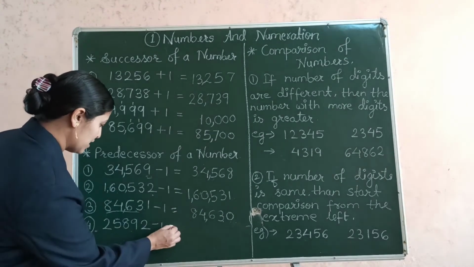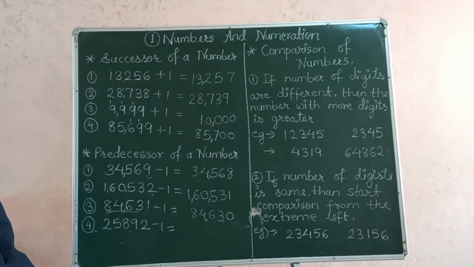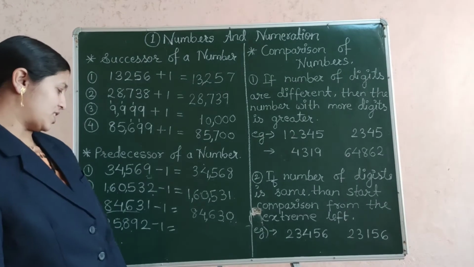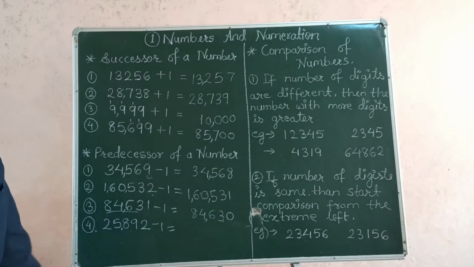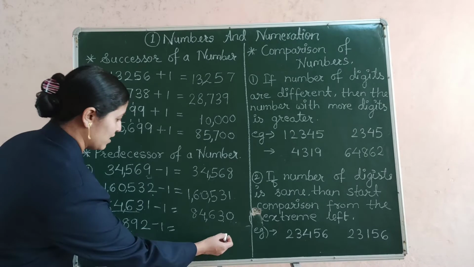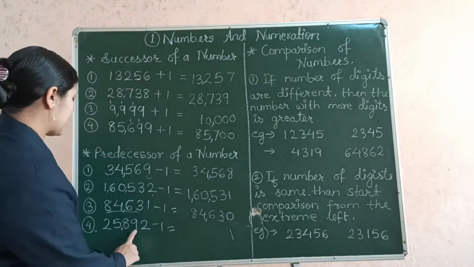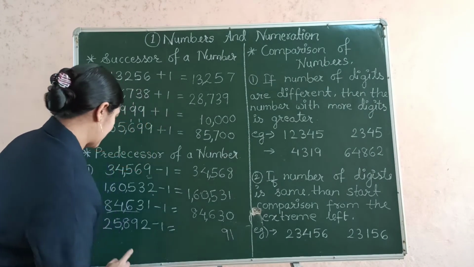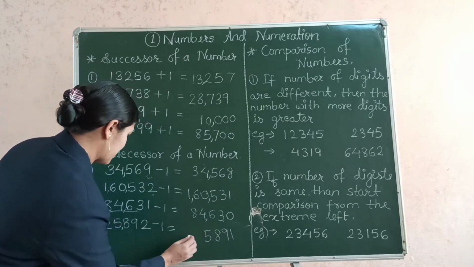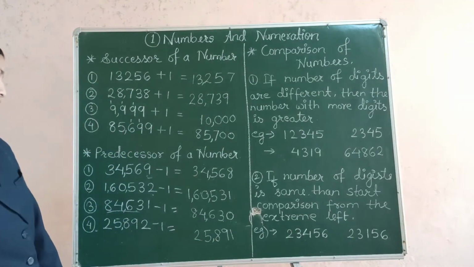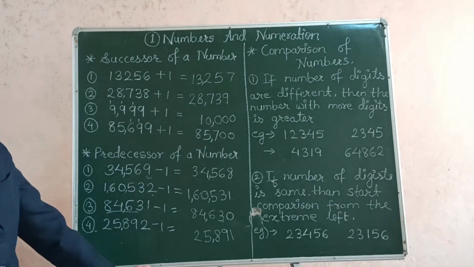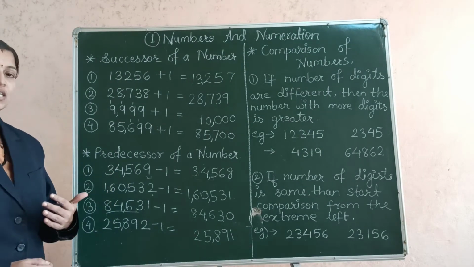Also we will take the last example to find out the predecessor. Here you can see 25,892 is given and we are asked to find out the predecessor. So we will subtract 1 from 2, we minus 1, 1 remains. 9 is to be written as it is. Then 8 as it is, 5 as it is, as well as 2. So the answer becomes 25,891. So students, this is how we find the predecessors and the successors.